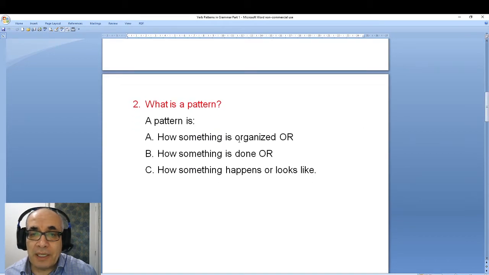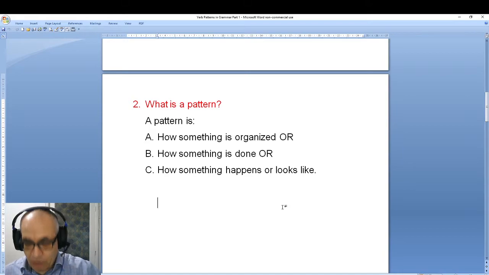Number 2, what is a pattern? A pattern is how something is organized, or how something is done, or how something happens or looks. It's like the design, the pattern of my shirt, how the shirt is designed. Does the shirt have buttons? Does it have, for example, a pocket, a chest pocket, etc.